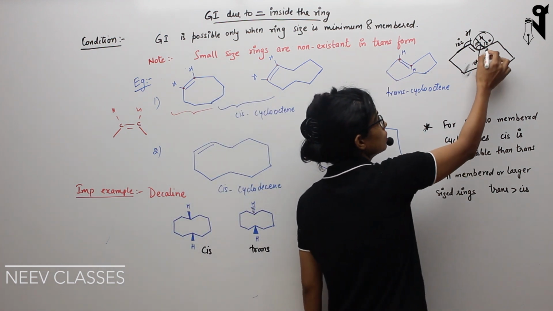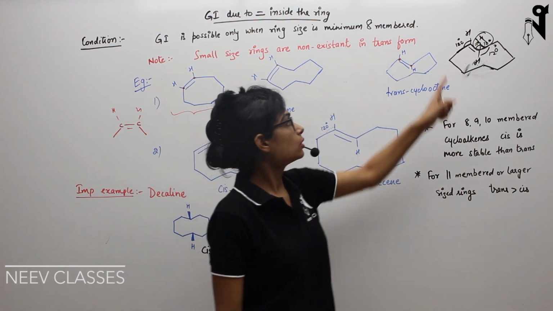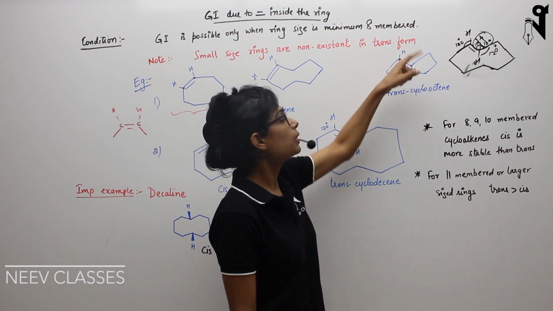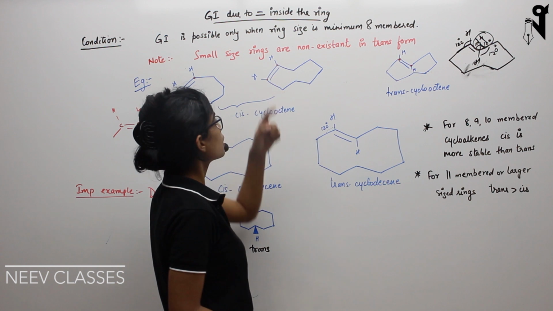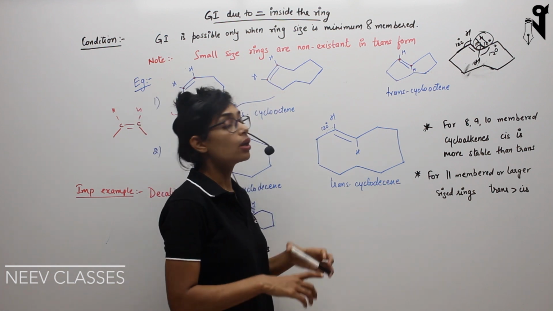So hydrogen down, approximately a 120-degree angle, right? So now this will stabilize the structure much better as compared to if hydrogen had been up. So if the double bond is here, it will form a trans shape. If the double bond is here, it will form a cis shape, or cis alkene.